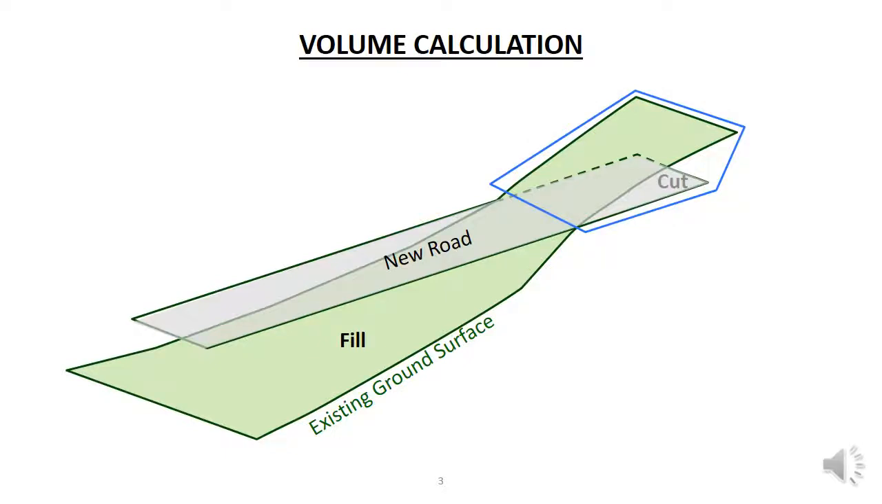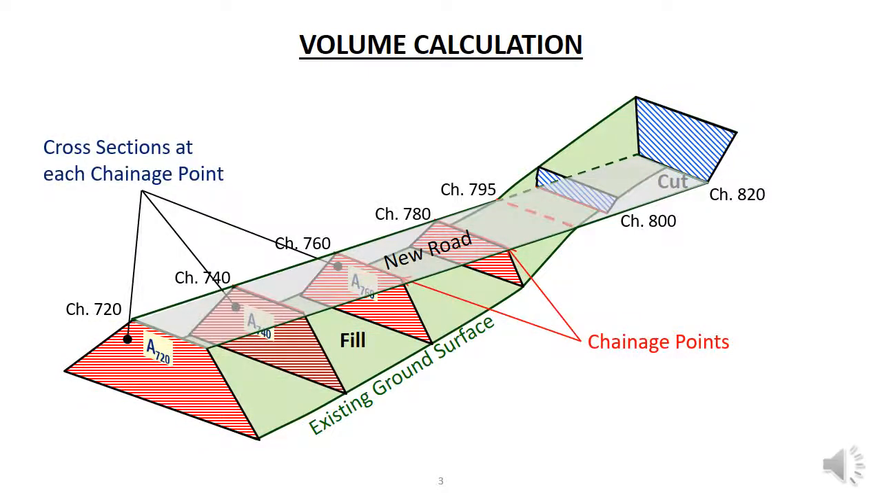We need to estimate the quantities of cut and fill required to do this. We do this by dividing the road into sections and estimating the volume of each section. Then we add up the volumes of each section to get the total cut and fill volumes. In this case, the convenient size section is between chainage points. Remember that the chainage points are the distance from the start of the road construction. In this case, we have chainage points every 20 metres, so we will calculate the quantities for each 20 metre section and then add them up to get the total cut and fill quantities.